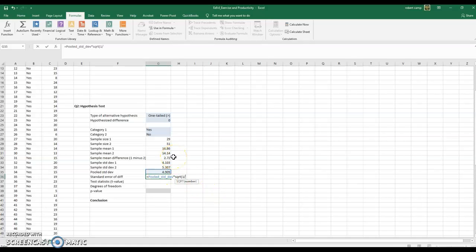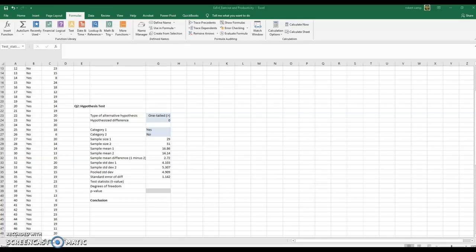So I'm going to take 1 divided by sample size 1. I'm going to add to that 1 divided by sample size 2. I don't have to worry about parentheses in there because the division happens before the addition. And so we end up with our standard error of the difference is 1.142.